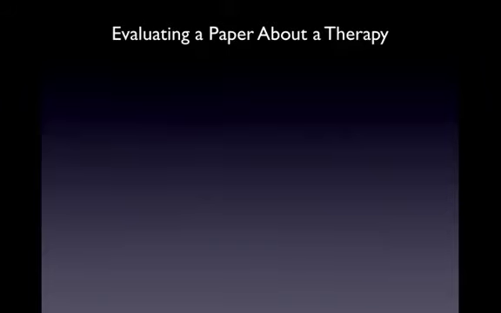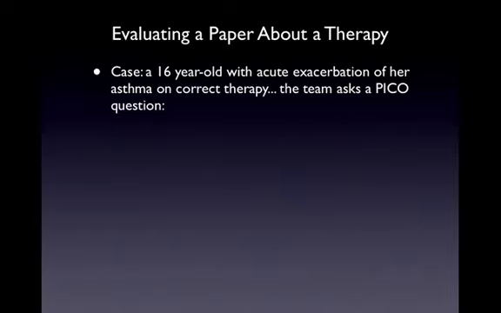So we're going to evaluate a paper about therapy and actually talk a little bit about the big problem in understanding that goes along with this, the number needed to treat. So here's our case. You're pretty familiar with this. It's a 16-year-old with acute exacerbation of her asthma on correct therapy.